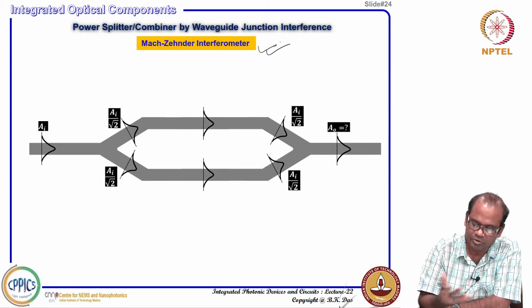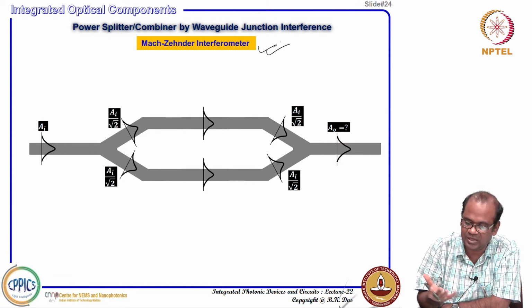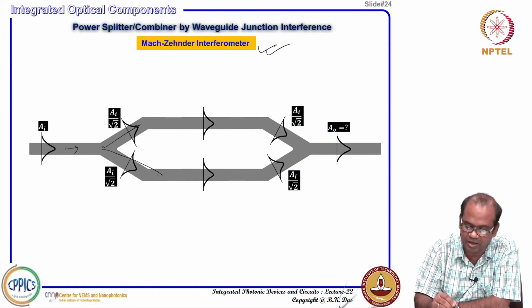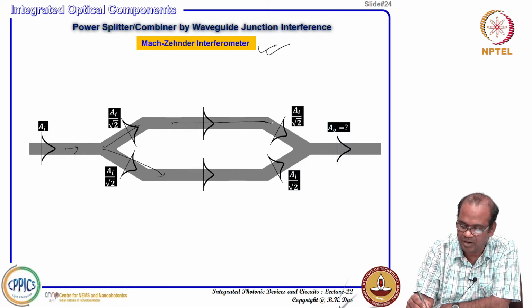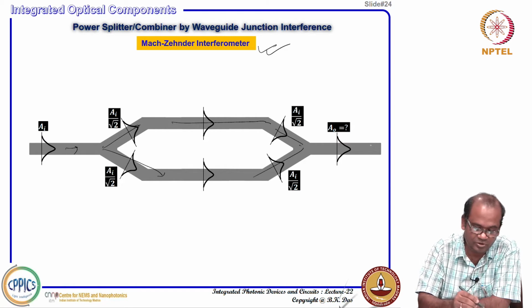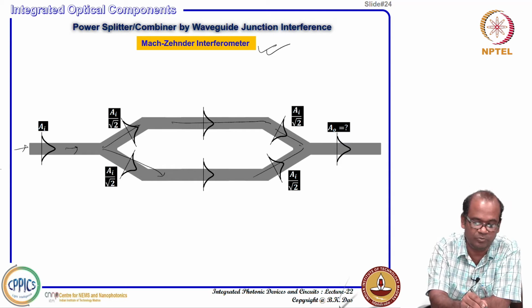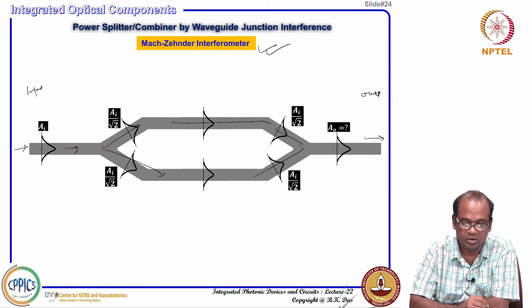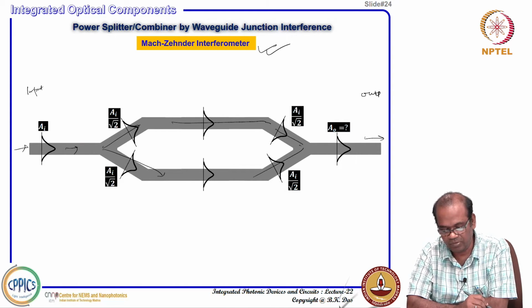What is it? If you see it from the top, basically identical waveguides: you have an input waveguide, a Y junction splitting them, and then another Y junction there to combine them into one waveguide. Now, I am launching here; this is a 1 by 1 Mach-Zehnder interferometer, with one input and one output on this side.